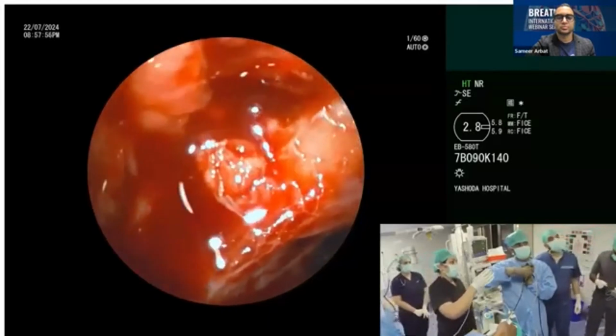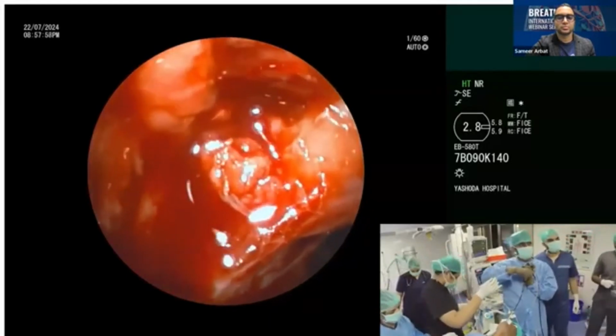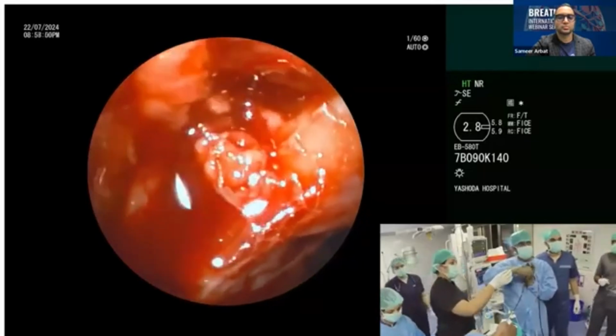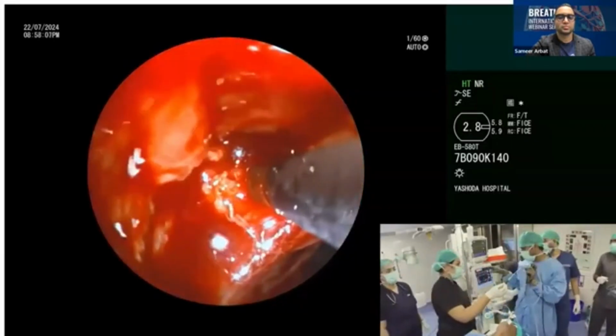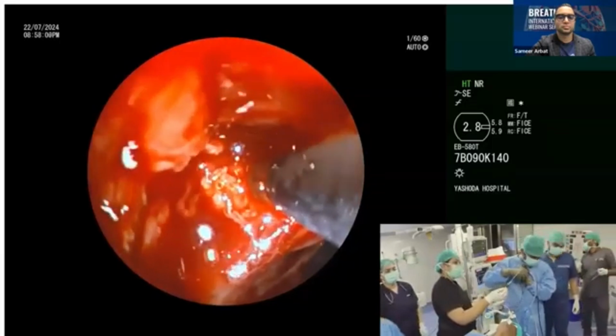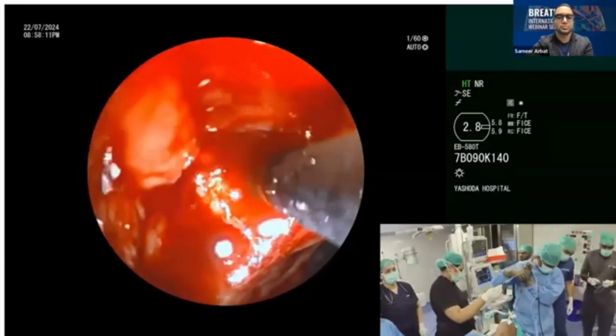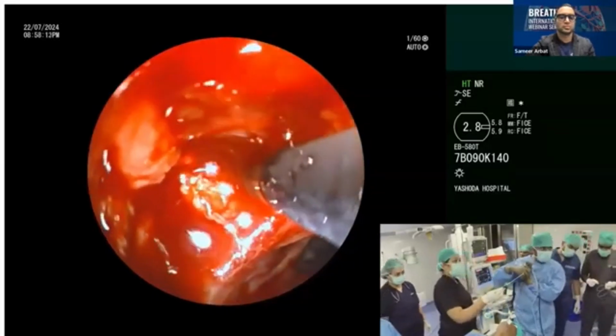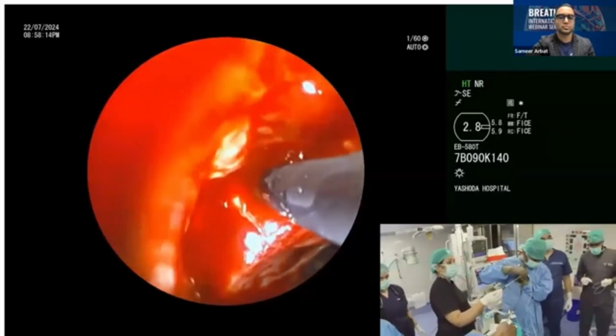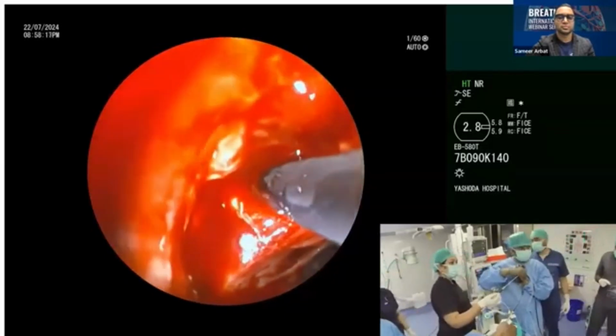So now you can see that I am passing the electrosurgical tip, and once the electrosurgical tip is passed, again I instruct my anesthetist to make sure that the FiO2 is less than 0.4. And now you can see that I'll be burning the residual tissue with the help of the electrosurgical tip, so that the chances of the recurrence of the tumor get decreased.